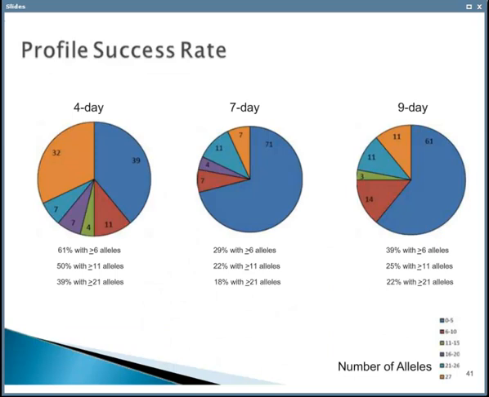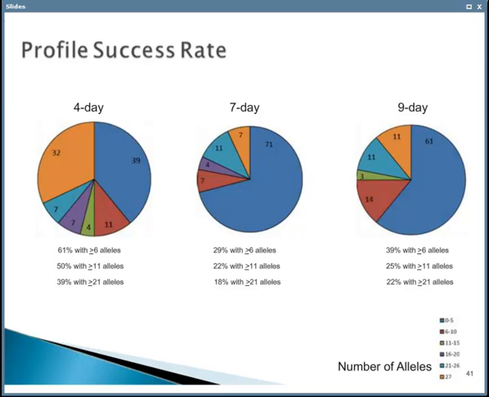Summarizing that here in the next slide with pie charts showing 4-day, 7-day, 9-day, showing number of alleles recovered. Basically, with a 4-day, 39% of the samples gave a Yfiler Plus profile with greater than or equal to 21 alleles. When you go to 7 days, 18% gave Yfiler Plus profiles with greater than or equal to 21 alleles. And 9-day, 22%. 1 in 5 profiles gave greater than or equal to 21 alleles using Yfiler Plus.